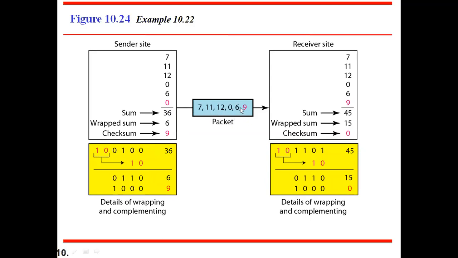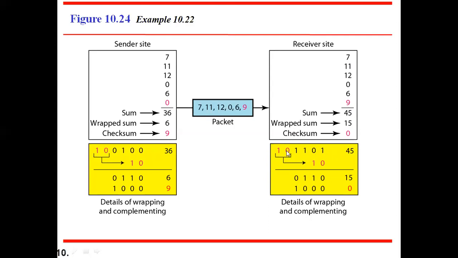So we are going to send the checksum along with our data. This is the method we are going to use. Once it comes here, the receiver will add the total again. He will get the sum as 45, because he is going to add the 9 also, the checksum we had sent. Then 45 is represented in binary.